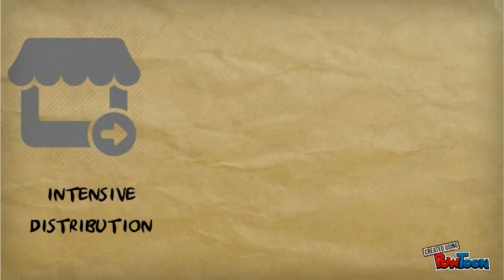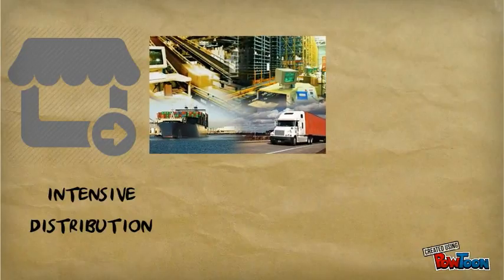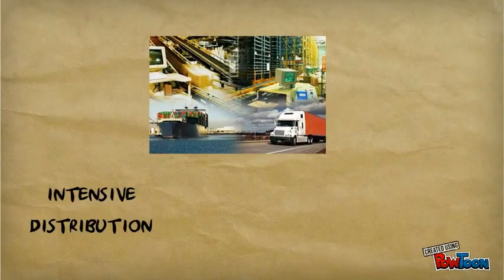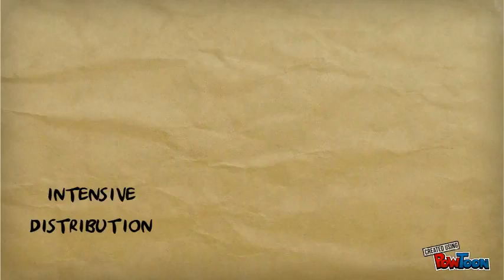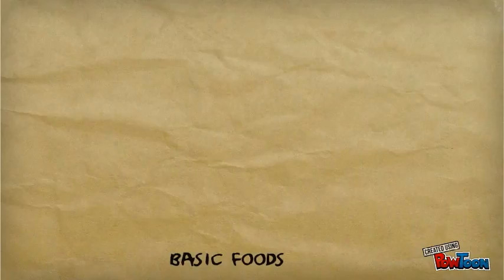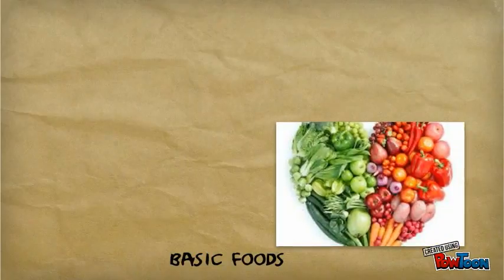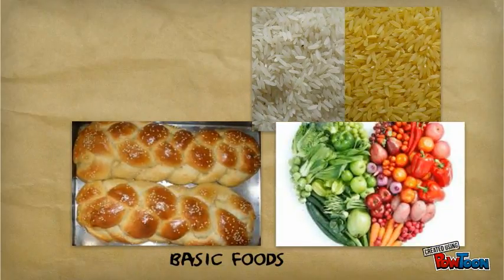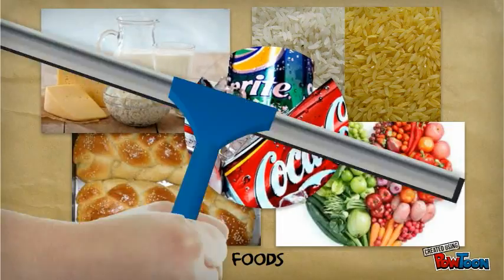It means that a brand can be purchased at as many outlets as possible in a given geographic area. This is suitable for our daily necessity products with a high demand and high level of consumption. Examples here include basic foods such as vegetables, bread, rice, milk and soft drinks.